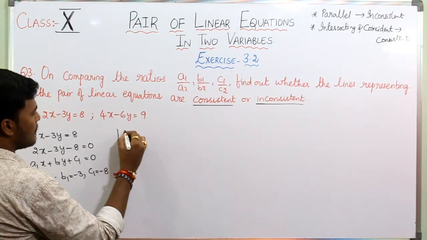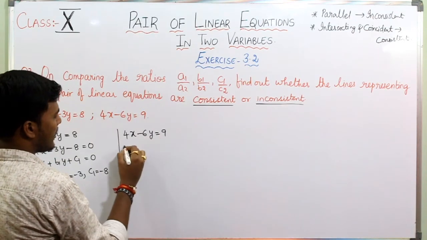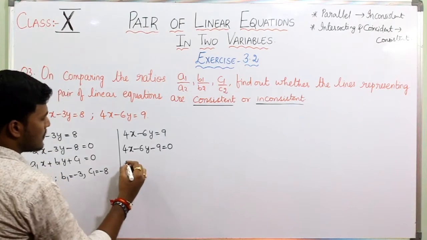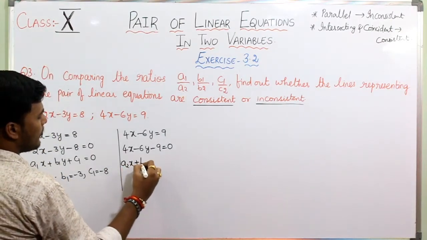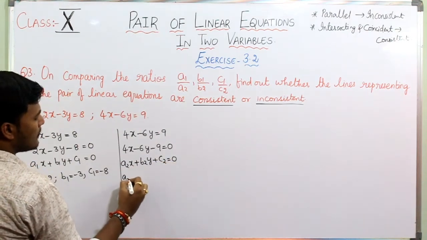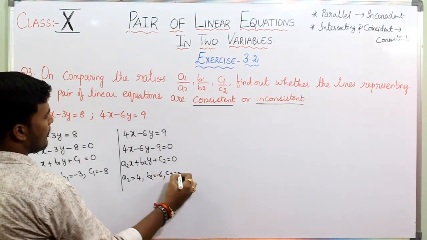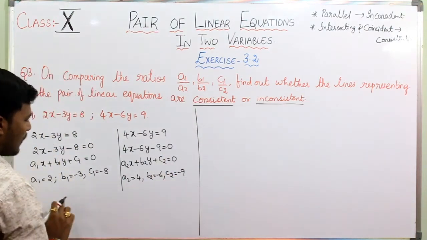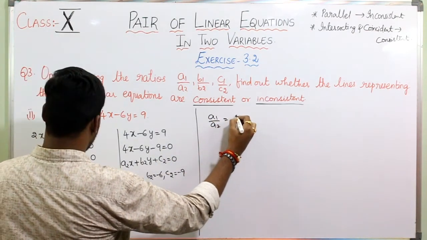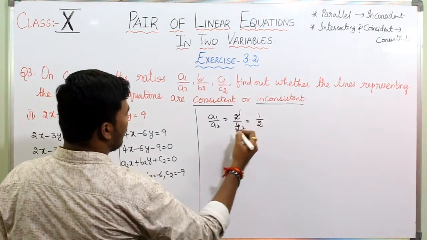Now for the second equation, that is 4x minus 6y is equals to 9. Get this 9 inside. 4x minus 6y minus 9 is equals to 0. Compare it with a2x plus b2y plus c2 is equals to 0. Then we will get a2 as 4, b2 as minus 6 and c2 as minus 9. Right? Now let us compare the ratios, that is a1 by a2 which is equals to 2 by 4. So 2 1s and 2 2s. So we got it as 1 by 2.